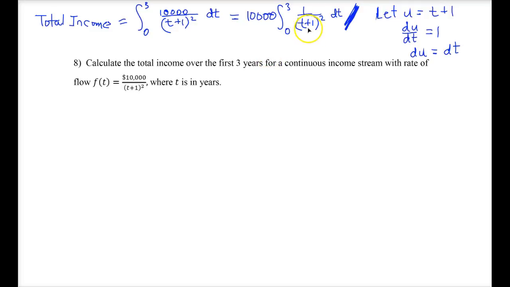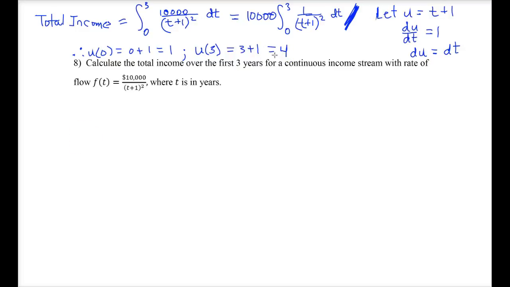So we know that we're going to replace the t plus 1 with u, but we also want to figure out what 0 is and what 3 is in terms of u. So in addition to that, we know that u of 0, if we just plug in 0 into t here, we'll get just 0 plus 1, which is 1. And in addition to that, we'll go ahead and find out what u of 3 is, and of course that would just be 4.